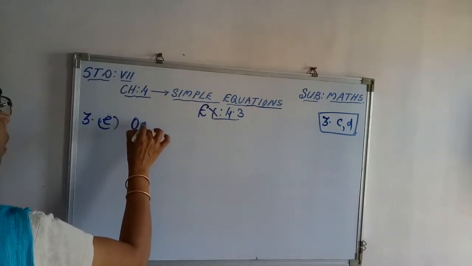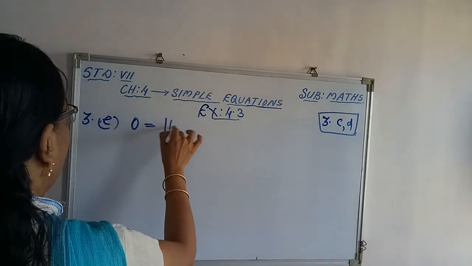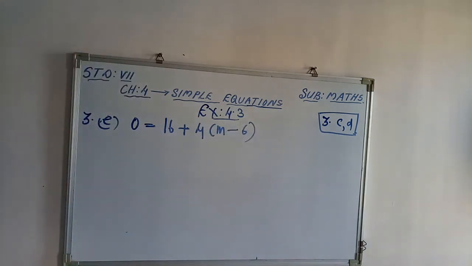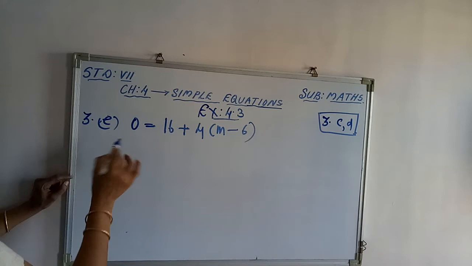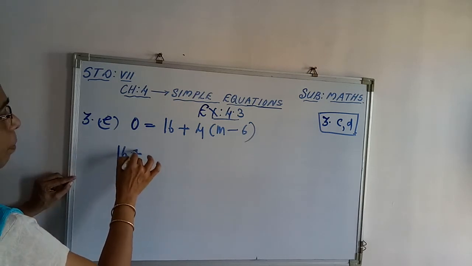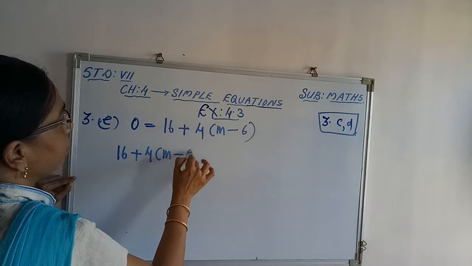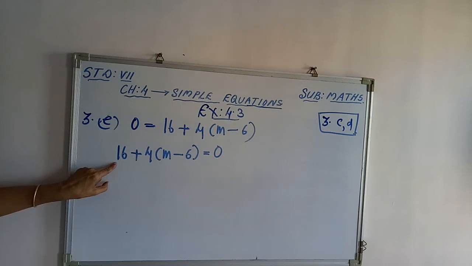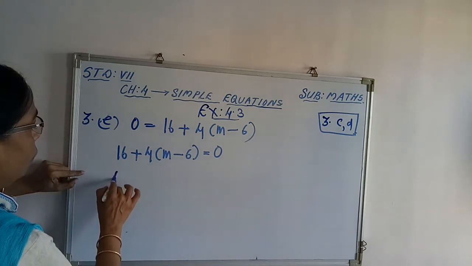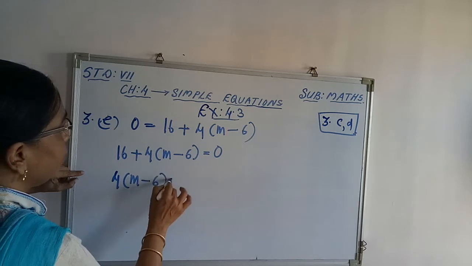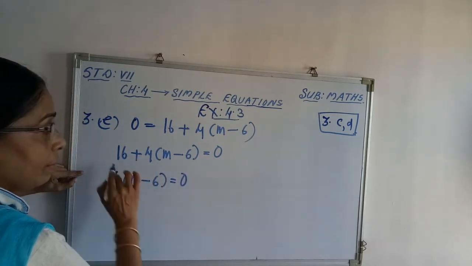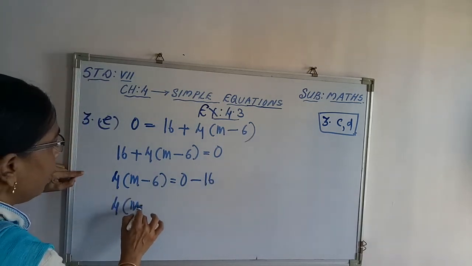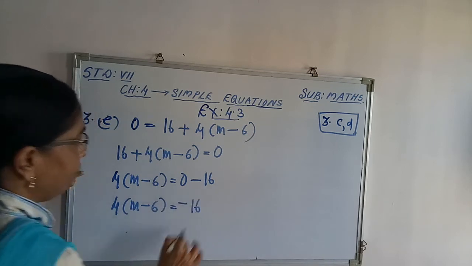It is 0 is equal to 16 plus 4 into m minus 6. Here also, interchanging the sides, we get 16 plus 4 into m minus 6 is equal to 0. First, transposing 16, we get 4 into m minus 6 is equal to 0 minus 16. So 4 into m minus 6 is equal to minus 16.